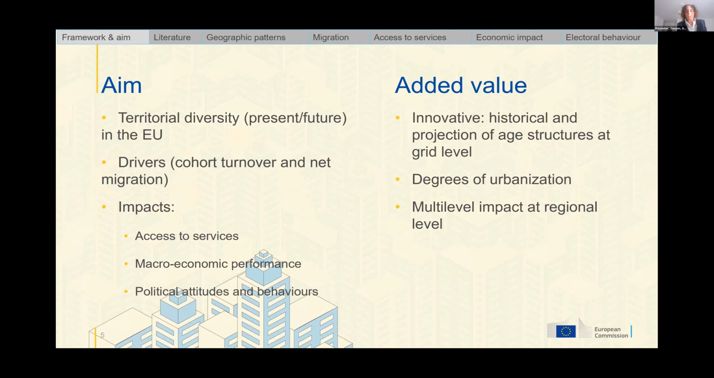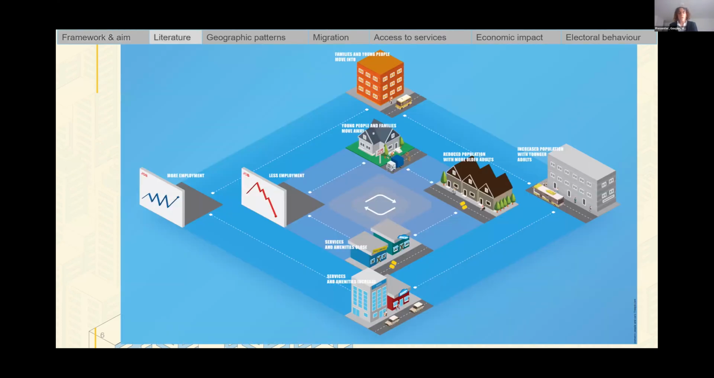The aim of the research is, as I said, to look at territorial diversity in the present and into the future. It is using a database that has been produced at GRC on population information by age at very high resolution, and to analyze the drivers, as mentioned before. So the added value is this geographical level that allows us to analyze through time highly detailed data at grid cell level, municipalities, and regional level.